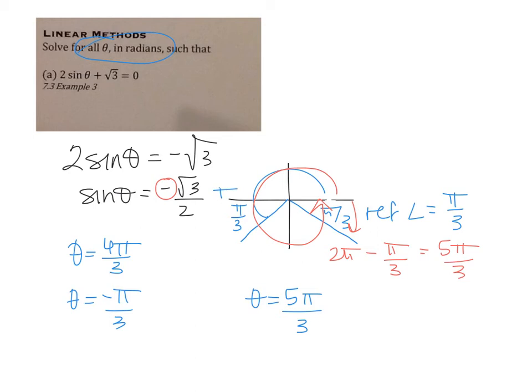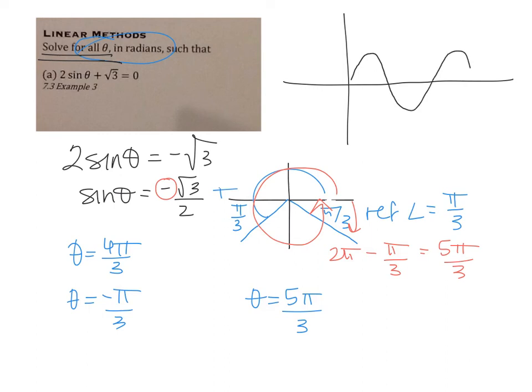So the last thing we want to do is solve for all angles. So if you think of the graph of sine theta, let me just do a real quick sine theta graph, definitely not drawn to scale. There are lots of places where the graph intersects the line of negative root 3 over 2. And I want to find all of those values.